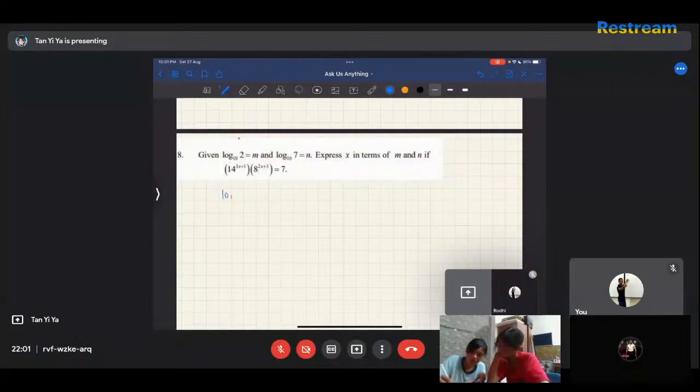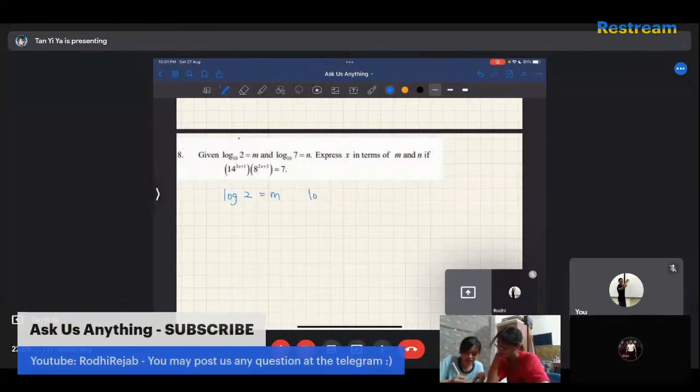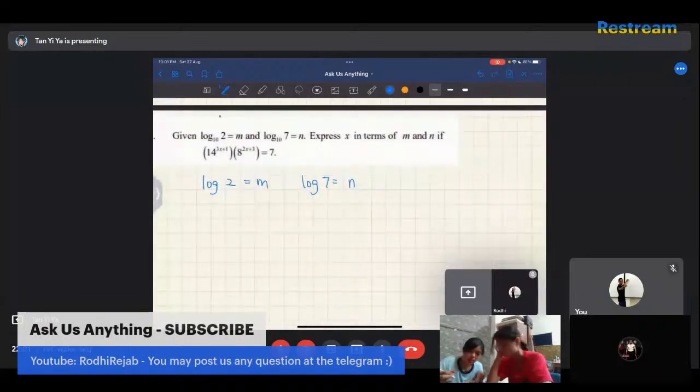Given log 10, we know it's also log. If you write log, everyone assumes it is log 10. So then express x in terms of m and n: 18 to the power of 3x plus 1 times 8 to the power of 2x plus 3 equals 7.